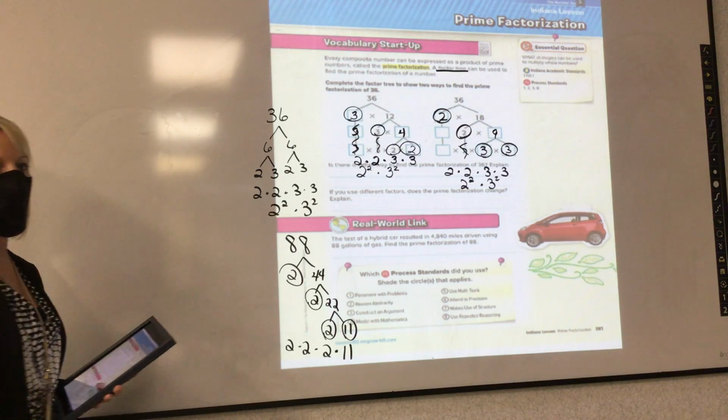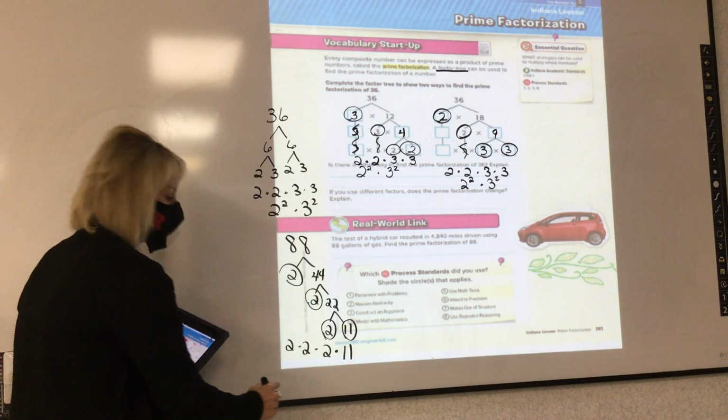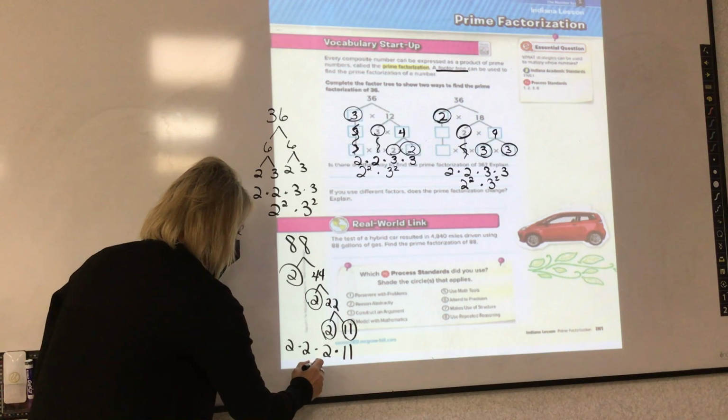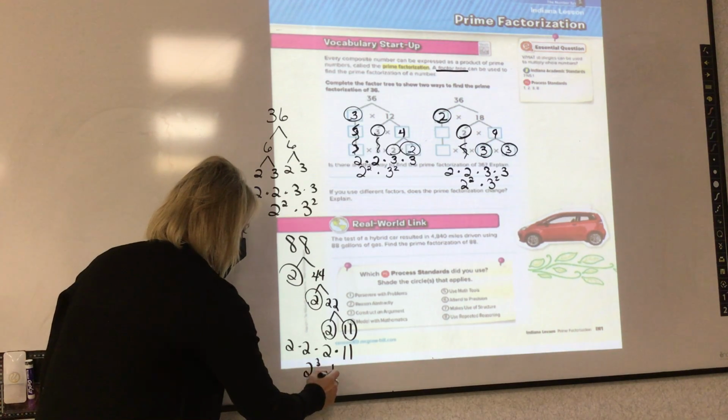And then you also write it with the exponents. So how would I write it with exponents? 2 to the third power times 11.